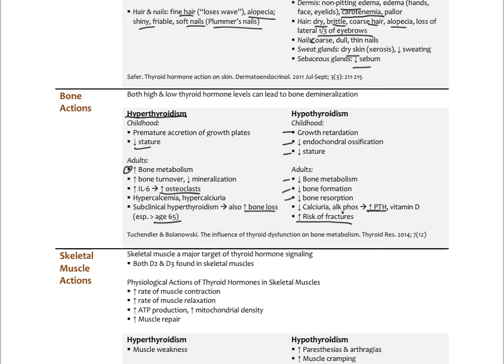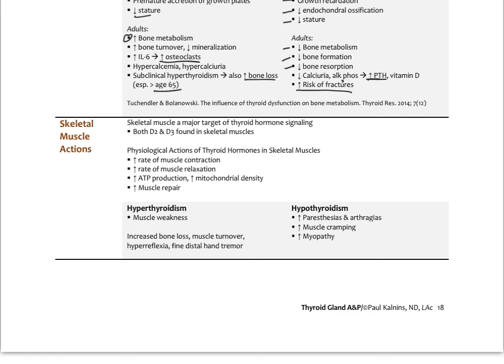Finally, on skeletal muscle, this is a major target of thyroid hormones. Both D2 and D3 are found in skeletal muscles together with the thyroid hormone receptors. Basically, thyroid hormone is going to increase the rate of skeletal muscle contraction, increase the rate of muscle relaxation, increase ATP production and mitochondrial density, as well as increasing muscle repair. So let's look at hypothyroidism first. We get more paresthesias and arthralgias, more muscle cramping like leg cramps at night, and then increased myopathy. Some people even think some of the ligamentous disorders like Dupuytren's contracture might all be related to low thyroid in some patients.